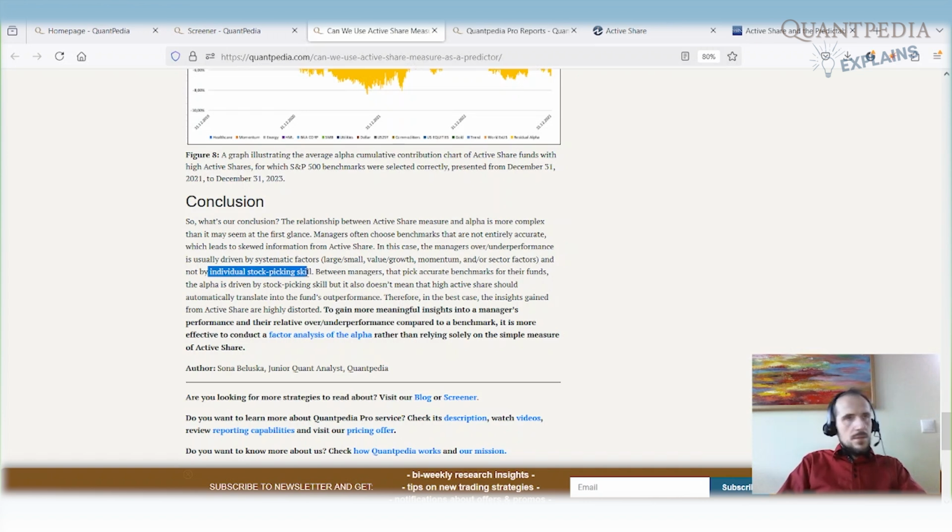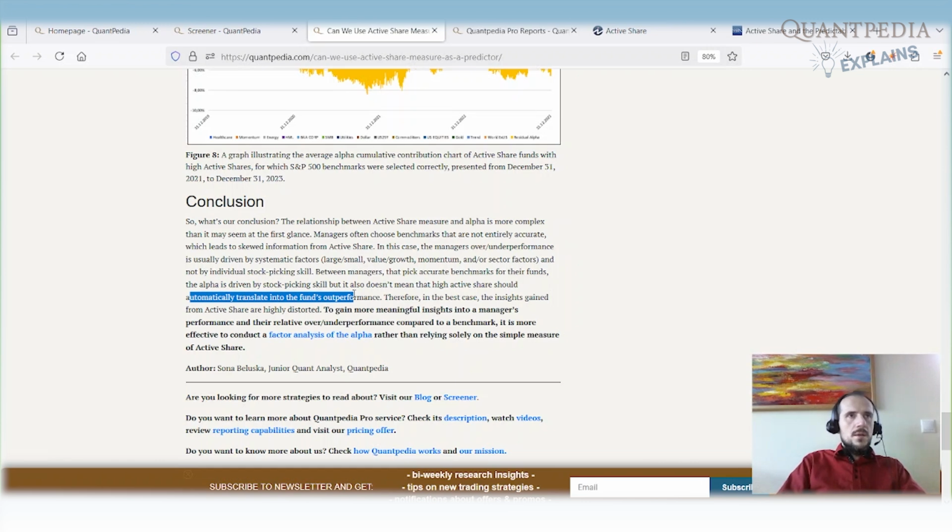In this case, it's highly questionable if it makes sense to buy those funds, because you can buy that factor very cheaply by investing in an ETF or an index fund. What we are interested in is analyzing managers that pick the accurate benchmark for their funds, so that the alpha of the fund is driven by stock picking skill. But even in this case, it doesn't mean that high active share should automatically translate into the fund's outperformance.